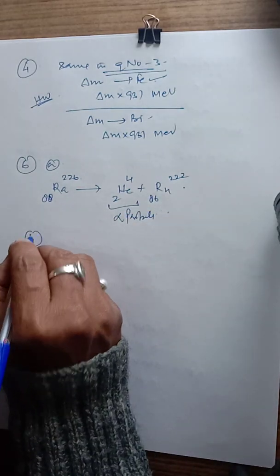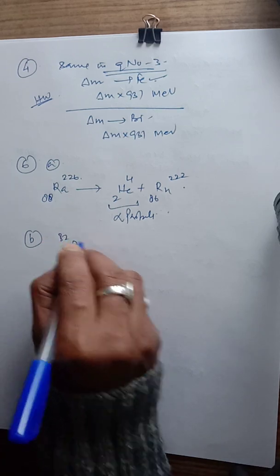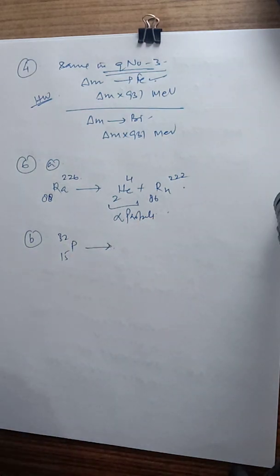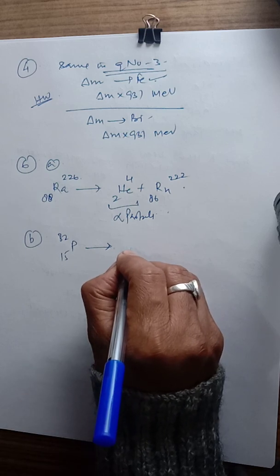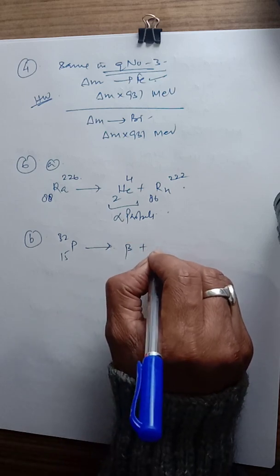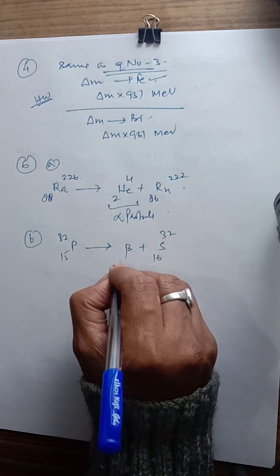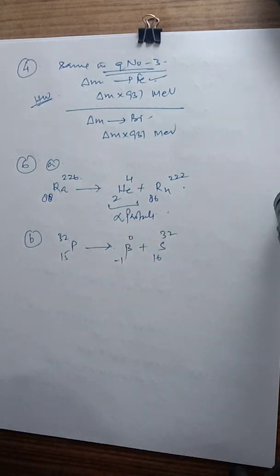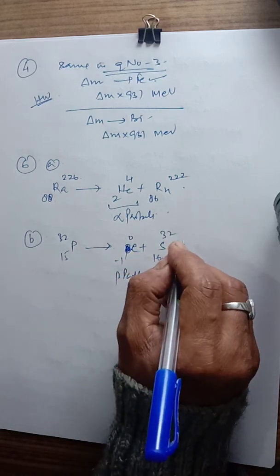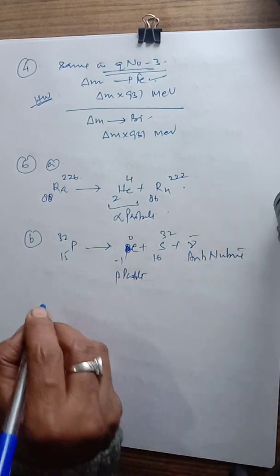Now the second, the beta decay of phosphorus-32 (15). The phosphorus emits a beta particle, and it becomes sulfur 16, 32. The beta particle is minus 1, 0. It means it is beta particle plus an anti-neutrino. This is the equation for that.